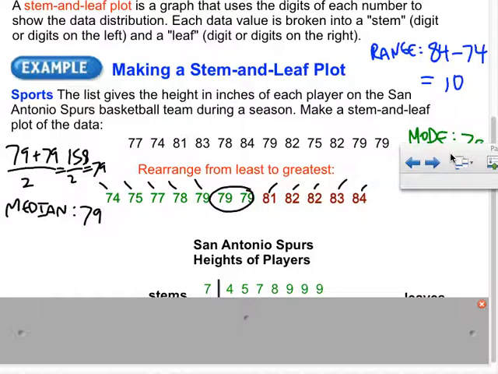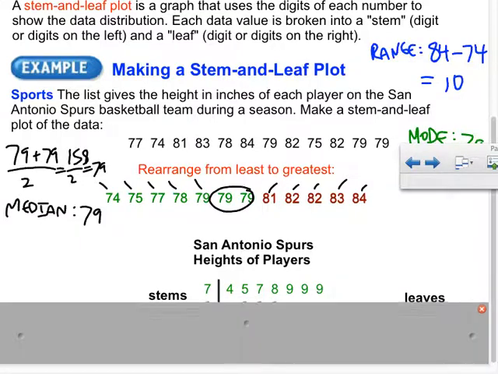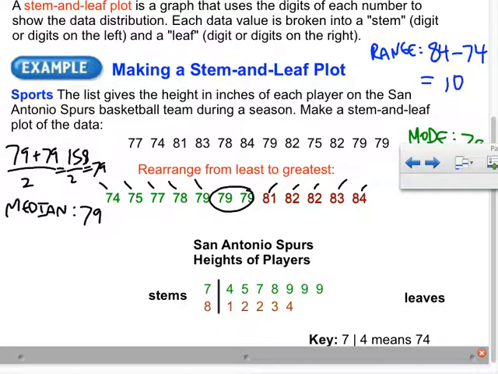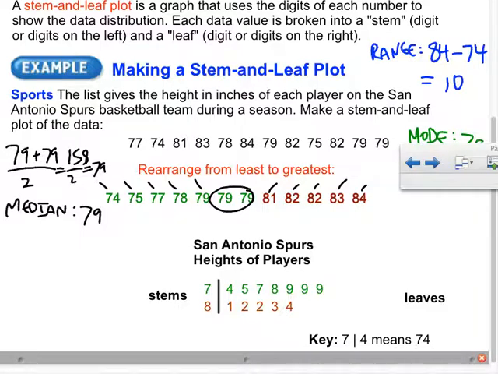Then we have a new stem for the 80s, right? Are we good? Okay. Don't forget, so 81, 82, 82, 83, and 84. Don't forget, a stem and leaf plot should have a key that explains the stem and leaves. That line separates the stems from the leaves. Okay. Any questions about that?